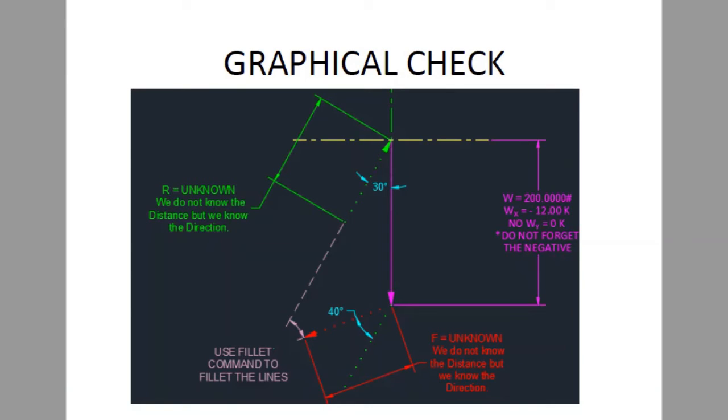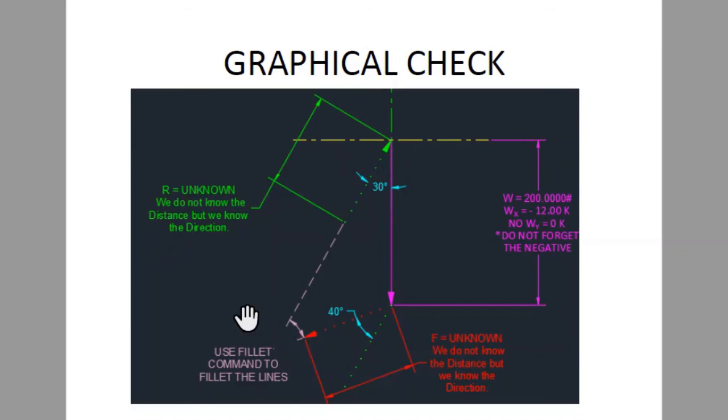Let's take a look at the graphical check. We will create a tip-to-tail graph starting with W is equal to 200 pounds in a downward direction. We will then stack on the direction for F. The distance is unknown, so for now, the direction will work for us. Next, we know that the resultant will end wherever the force W began. So again, we do not know the distance, but we do know the direction. So we stack it on.